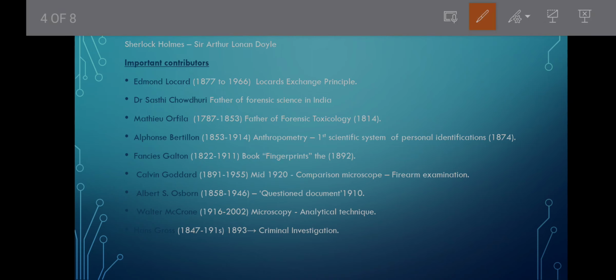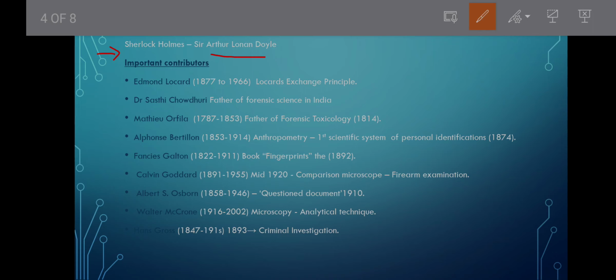Firstly, I have taken only a few contributors, means the persons who have contributed their work to forensic science. The first is Sherlock Holmes. What does this word immediately bring to your mind when I say Sherlock Holmes, right? It is a famous series, right? Sherlock Holmes is a fictional detective created by a British author, Sir Arthur Conan Doyle.